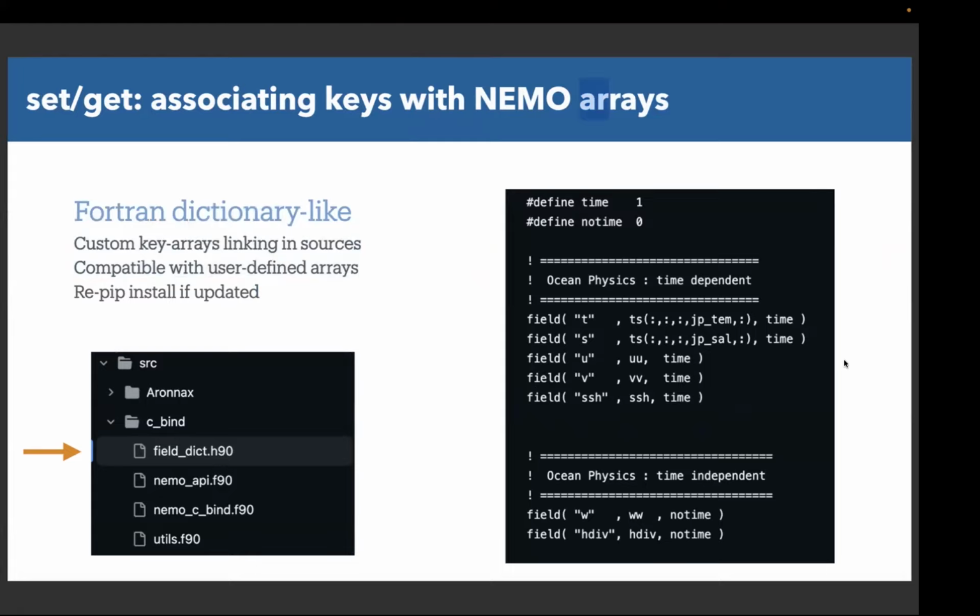Depending on what the user wants to do, I cannot anticipate all the fields that could be used in the future. So this is the solution I tried to design to make it user-defined and user-intuitive. And if this file is modified, we just need to re-pip install the package as I showed you earlier.